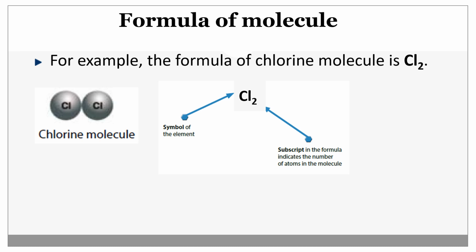The formula of the chlorine molecule is capital C, small l, followed by a subscript 2. So we have the symbol of chlorine, and the subscript 2 indicates that there are two atoms of chlorine in one chlorine molecule.